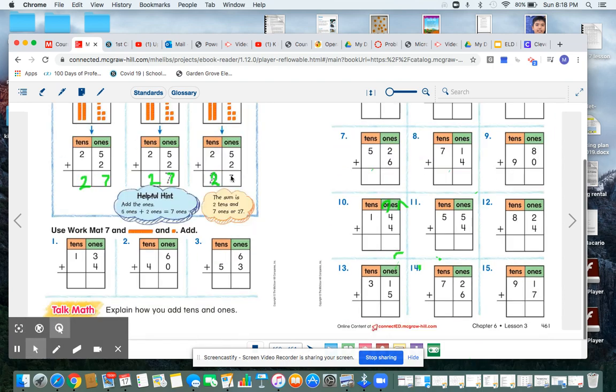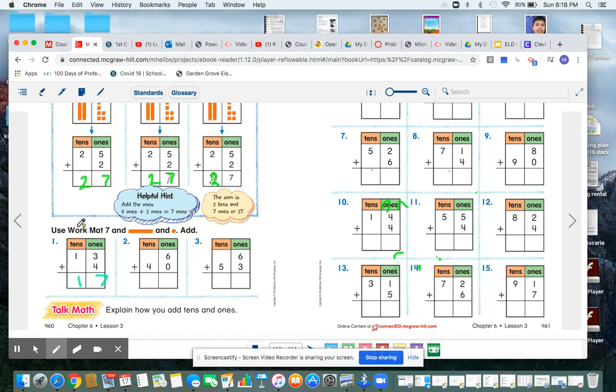do the next problems. Use WorkMat 7 and, okay, so we're going to use these to do this, or we can use the top ones. Okay, so we're going to do this. Let me get a pencil. So it says here, 13 plus 3. So we're always going to start by adding the ones place first. So 3 plus 4 is 7. And then 1 plus 0 is 1.